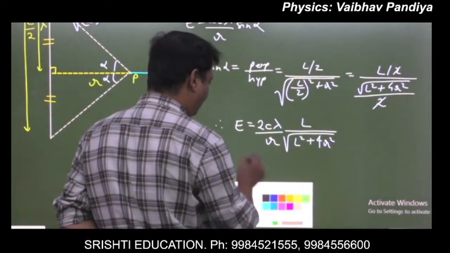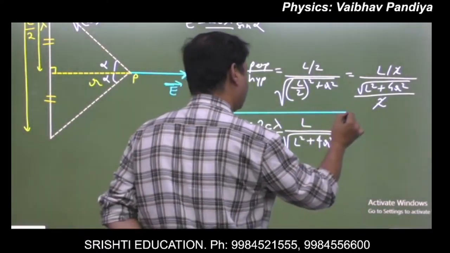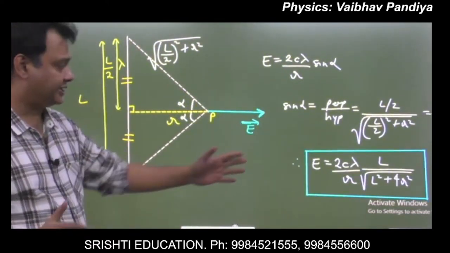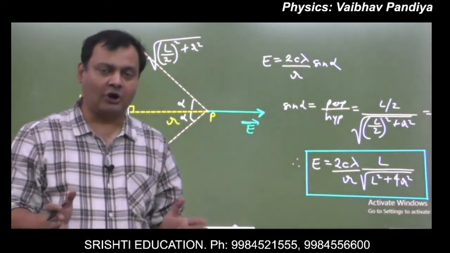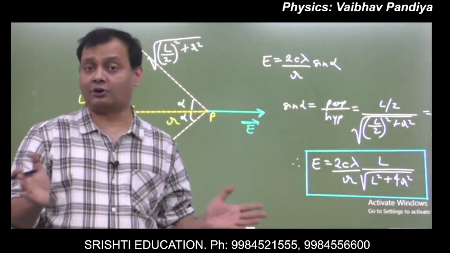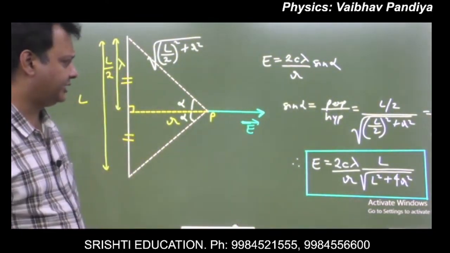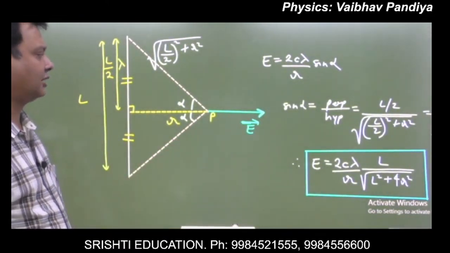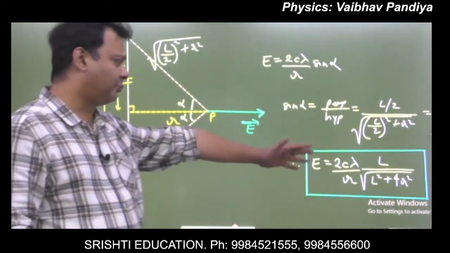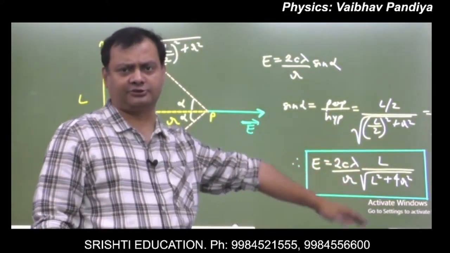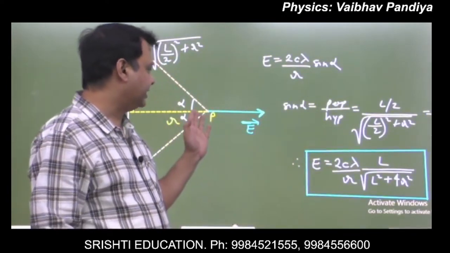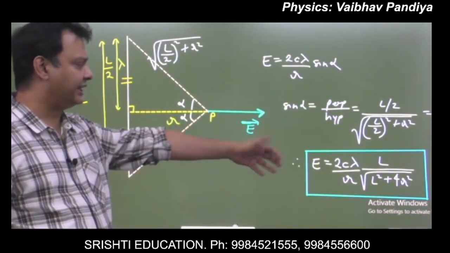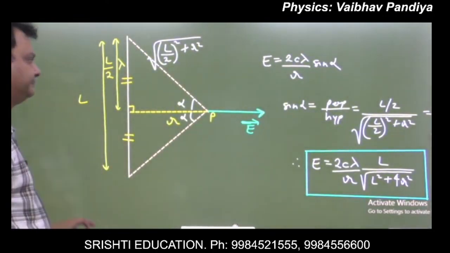Okay, this will be the formula for the electric field on the perpendicular bisector of a thin, uniformly charged rod, thread, wire, anything: 2cλ by R, L divided by root of (L square plus 4R square). And it is applicable for both positively charged as well as negatively charged, because lambda is not in modulus. We have indicated E outward. So if lambda is positive, it will be outward. If lambda is negative, it will be inwards, correct?